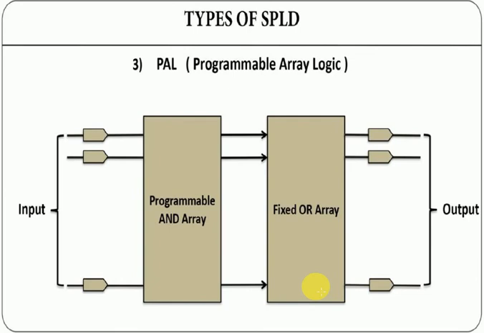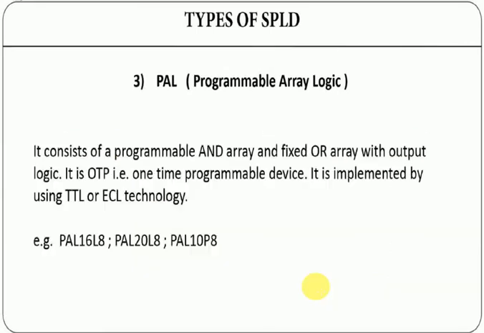Next type is PAL, programmable array logic. In programmable array logic structure, programmable AND array is followed by fixed OR array. PAL consists of programmable AND array and fixed OR array with output logic, that is OTP, one-time programmable device. It is implemented by using TTL, transistor or ECL technology. Examples are PAL 16L8, PAL 20L8, PAL 10P8.